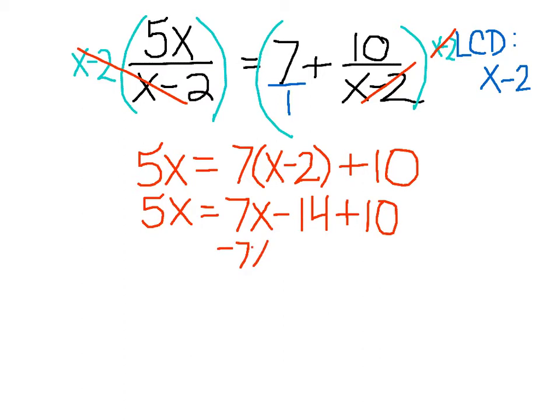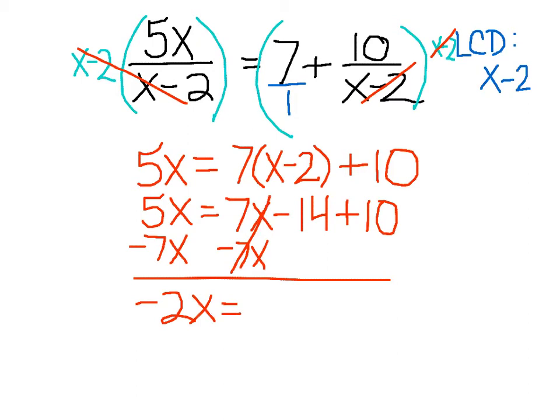I'm going to subtract the 7x, and I'm left with negative 2x equals negative 14 plus 10, which is negative 4. Divide by negative 2, and I have x equals 2. Well, what do we need to do now, as we need to do every time? Hopefully you're saying to yourself, check. Check for an extraneous solution.